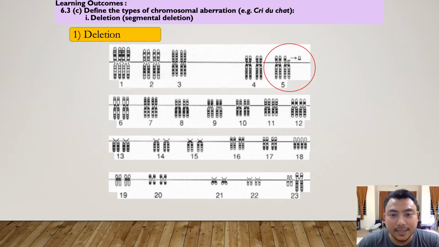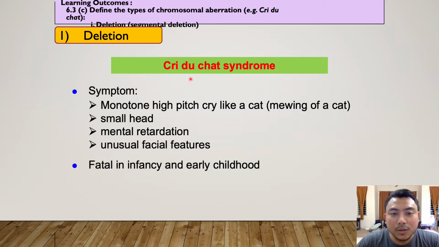i.e. being deleted. So for a Cri-du-chat syndrome person, the symptoms are a monotone and high pitched cry like a cat. Macam kucing yang mengiau tu. Okay, so tu namanya pun Cri-du-chat, cry menangis seperti kucing. Small head, mental retardation iaitu tidak waras, and unusual facial features. Fatal in infancy and early childhood. Biasanya kanak-kanak ini tak survive sampai ke umur dewasa.